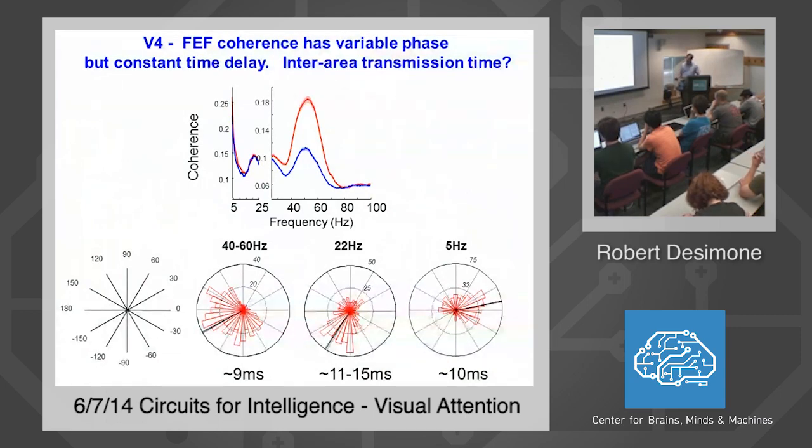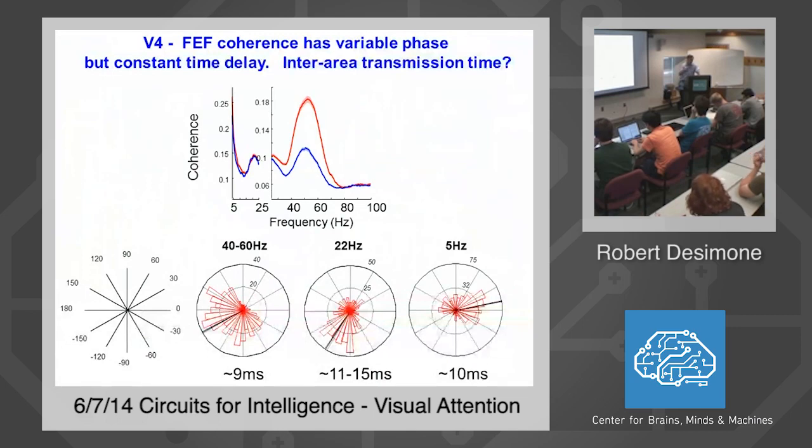But the really striking thing that came out of this analysis was that at every one of these phase relationships, if you convert it to milliseconds, it comes out to the same number of milliseconds. So in other words, there's a constant time shift between the two areas. It has to translate into a different phase at different frequencies.